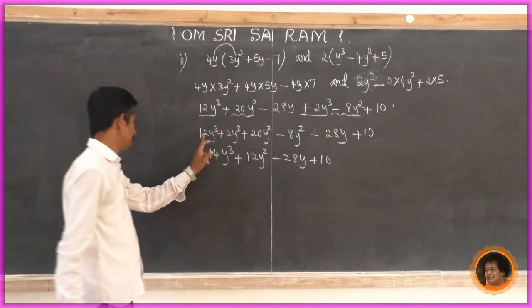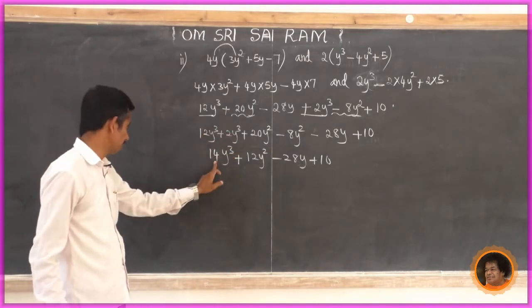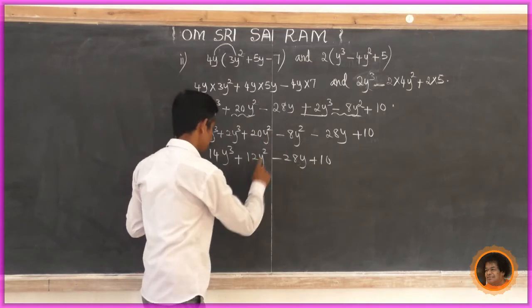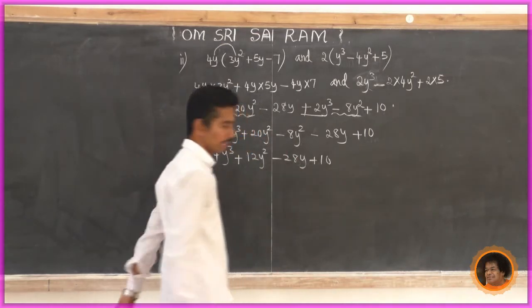Let's look at the steps. 12 plus 2, 14y cube. 20 minus 8, 12y squared, minus 28y plus 10.